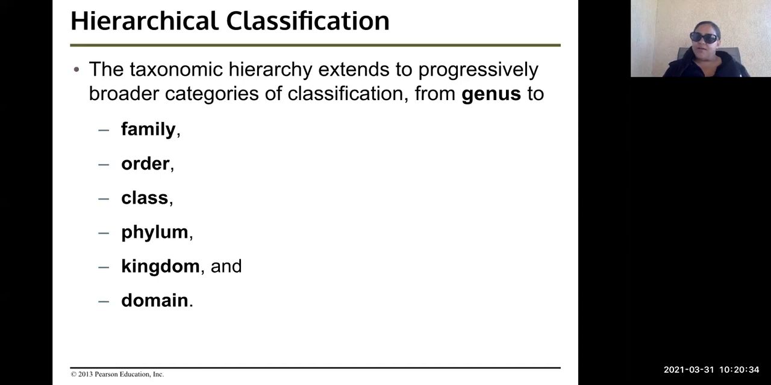The taxonomic hierarchy extends to progressively broader categories of classification, from genus to family, order, class, phylum, kingdom, and domain. You might have learned these in another science class once upon a time. We don't really talk about them in regular biology, but I vaguely remember learning them in elementary school or junior high.